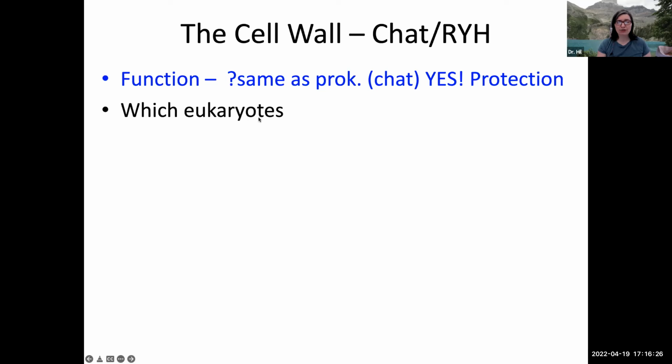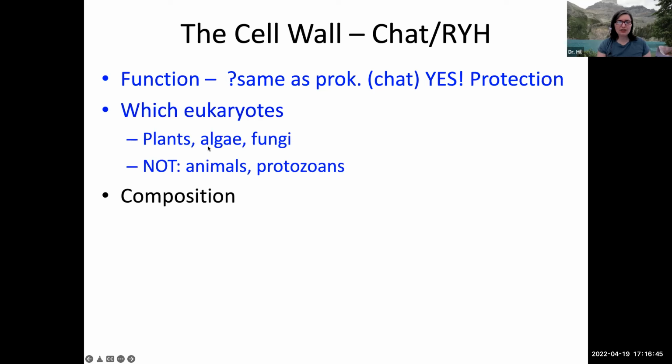Which eukaryotes, which eukaryotic microbes in particular, but which eukaryotes in general have a cell wall? Yeah, plants, algae, and fungi. And of those, algae and fungi are the only ones that are microscopic. And so notably animals like ourselves and protozoans, which are the single-celled animal-like members of kingdom Protista, do not have a cell wall.